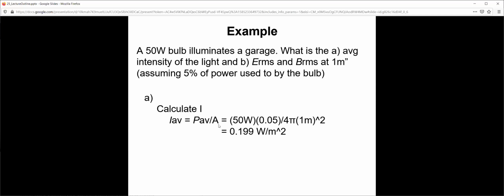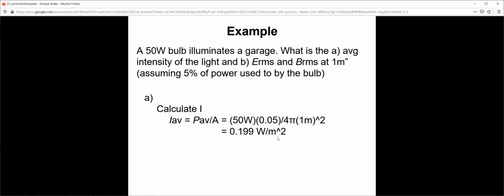In other words, it's a pressure equation, right? So we take 50 watts, multiply by 0.05. This is going to give us the amount of power that the bulb is actually using. And then we're going to divide that by the area. It's a light bulb. It illuminates in a sphere, right? So we're using 4 pi r squared here to define the area. And we get a number that looks like this. Pretty straightforward, not too bad.